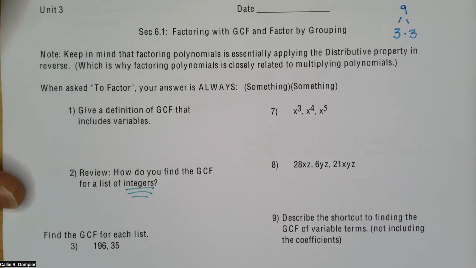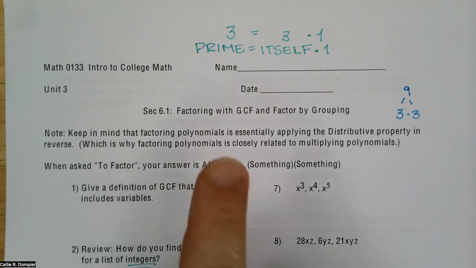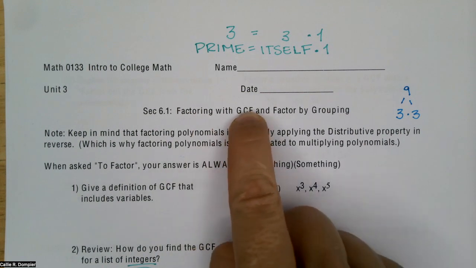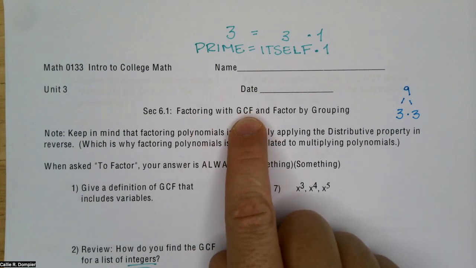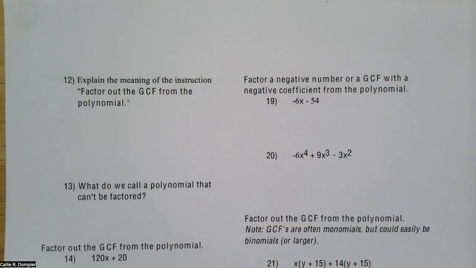So I've written on this a little bit because I started the video and then I started it over because I felt like I got confusing. So hopefully I don't get confusing in this version. So let me first introduce section 6.1. We're factoring with the greatest common factor. And then by the second half of the lecture, we're going to factor by grouping.